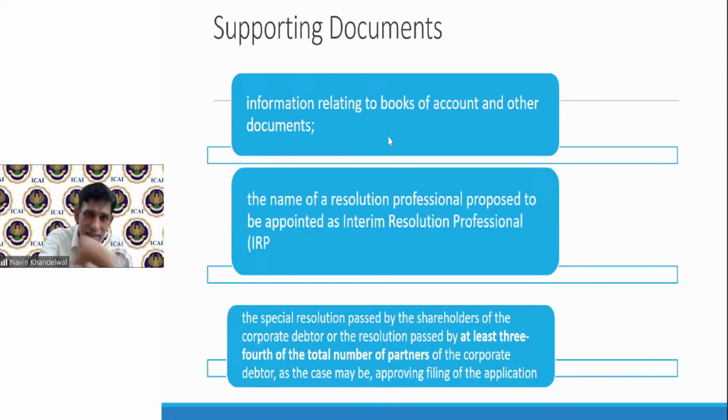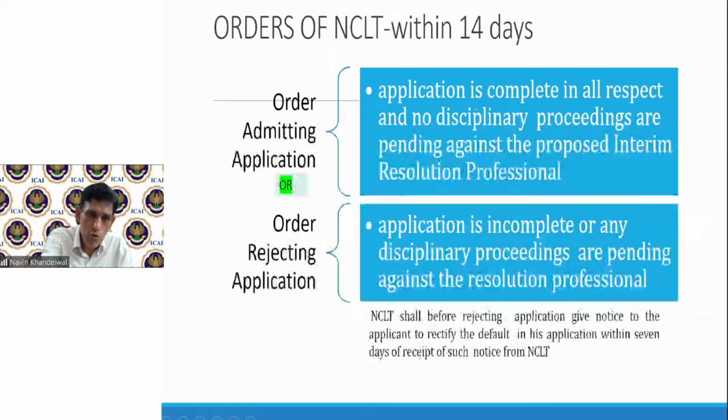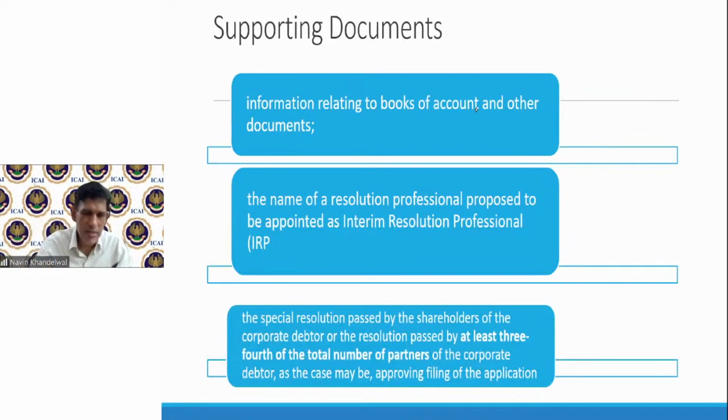And along with that, they have to give information relating to books of accounts and other documents, proving that, yes, I have committed a default and this is my state of affairs, my balance sheet. As of today, I'm applying and this is my balance sheet. And along with that, I have a special resolution which has been passed by the shareholders of the CD, which has been passed by at least 3/4 of the total number of partners of the corporate debtor.